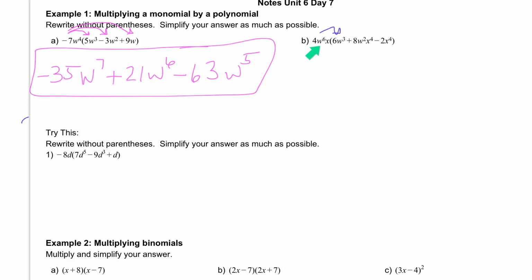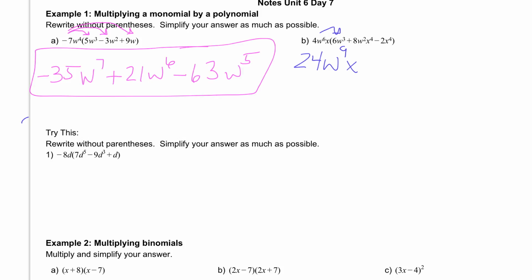So 4 times 6 will give us 24. W to the sixth times w to the third. Again, we're adding those exponents, which would give us w to the ninth. And we still have an x. Notice that that x doesn't have another x to combine it with, so it's just multiplied at the end.